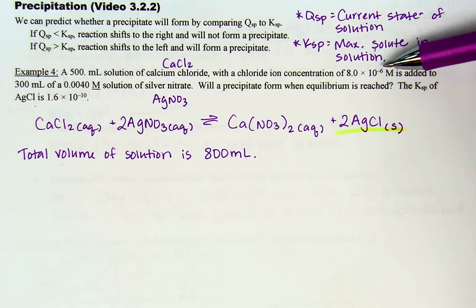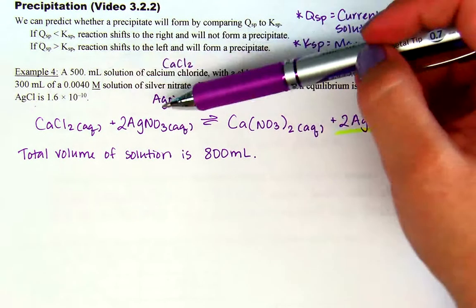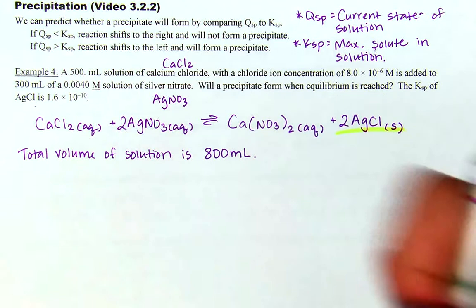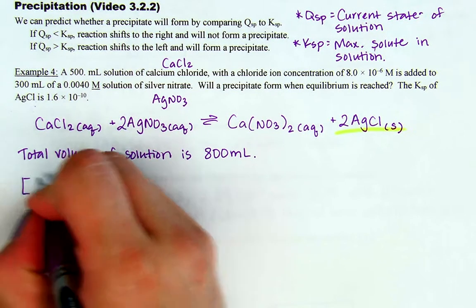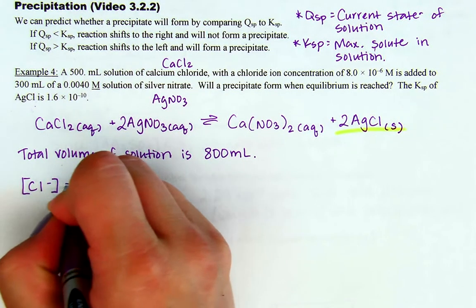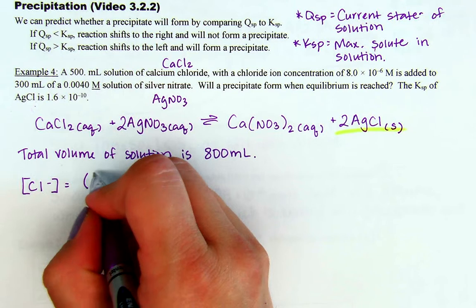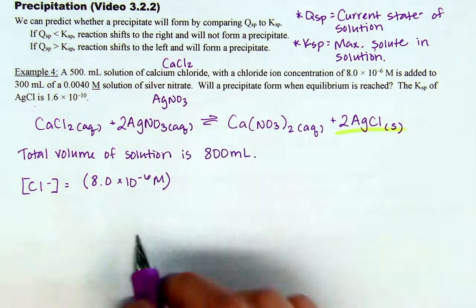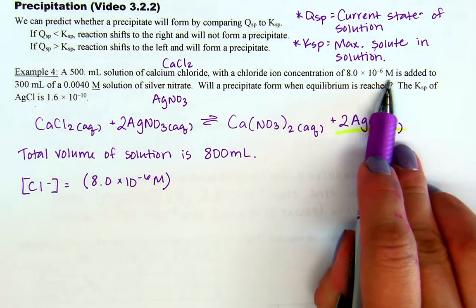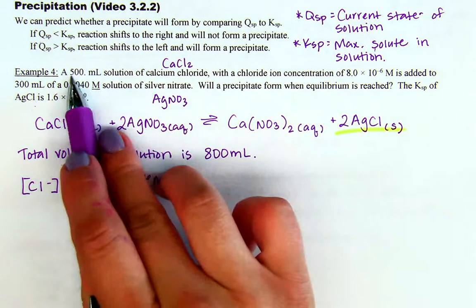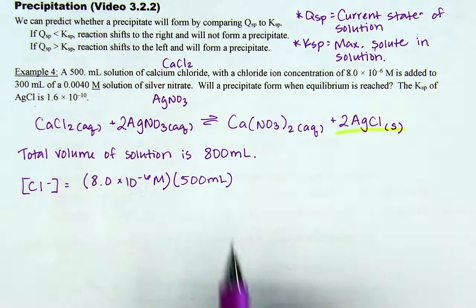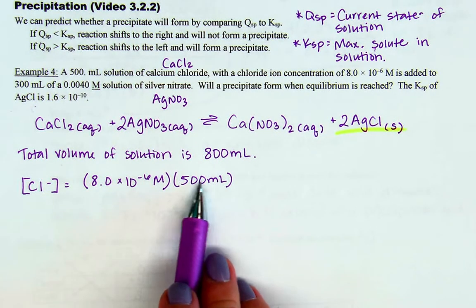Well, that tells me the molarity per 500 mL. This tells me the molarity per 300 mL, but I need the molarity for the whole total solution. So to figure that out, my chloride ion concentration is equal to my 8.0 times 10 to the negative 6 molar. That's the concentration of the chloride ion, but that's only in 500 mL of solution. So that's per 500 milliliters. So these guys are going to cancel out.